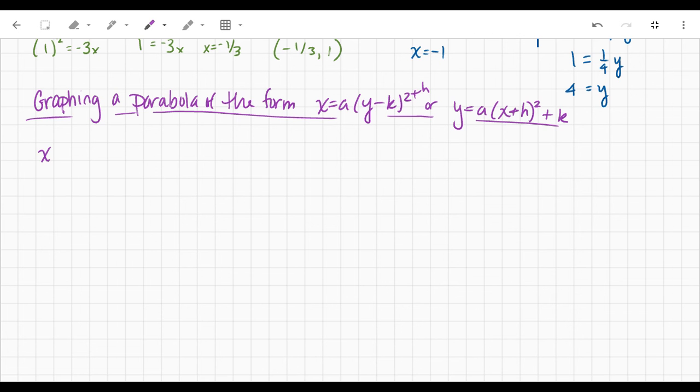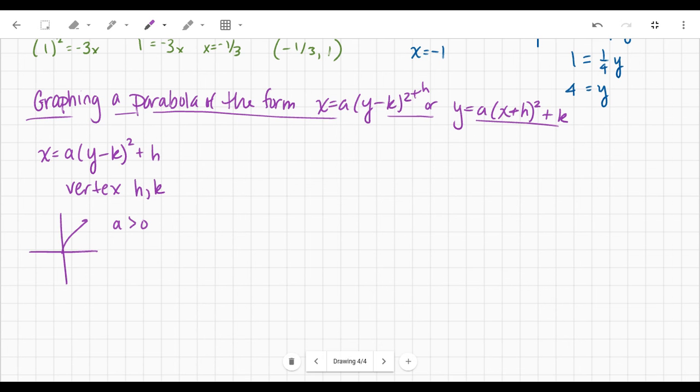Okay, so if we have x equals a times (y minus k) squared plus h, the vertex is at (h, k). All right, and then again, just like before, if a is positive, it's going to look like this. Not necessarily at the origin. So this would be (h, k). If it's negative, it's going to look like this.